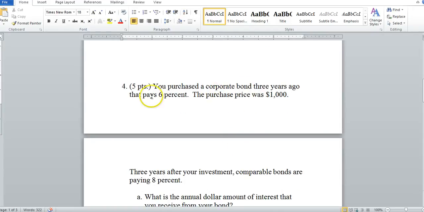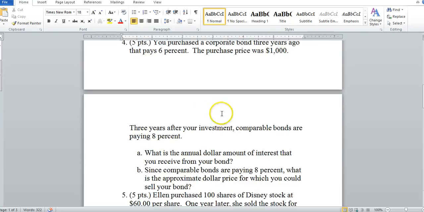You purchased a corporate bond that pays 6%. Now it's paying 8%, so interest rates have gone up, which means your bond price has gone down. But I went through those formulas before.